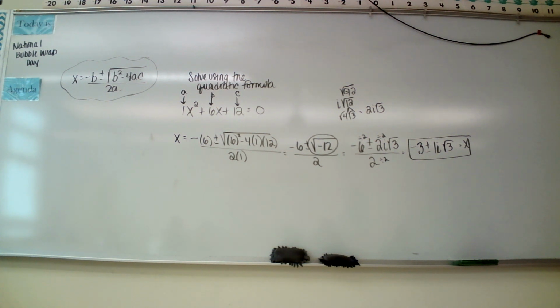So for now, technically that is my two answers, because the plus or minus gives me both instead of having to write it twice. And at that point, I can't really simplify or combine anymore. So right now, does anyone have any questions about plugging into the quadratic formula or simplifying?